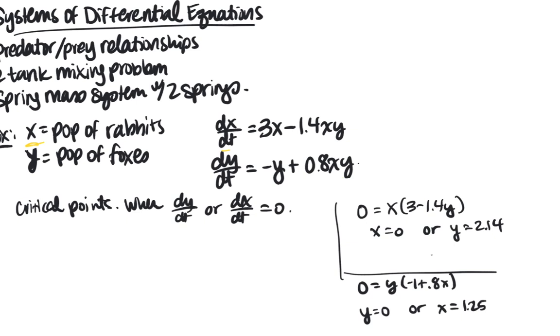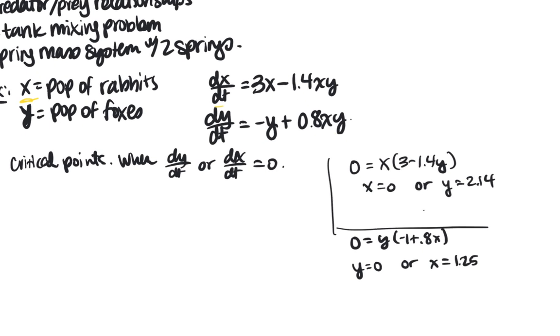Okay, so what we'll find here is that if x equals 0, then that would also mean that y was equal to 0. So our critical points are (0, 0) and (1.25, 2.14).